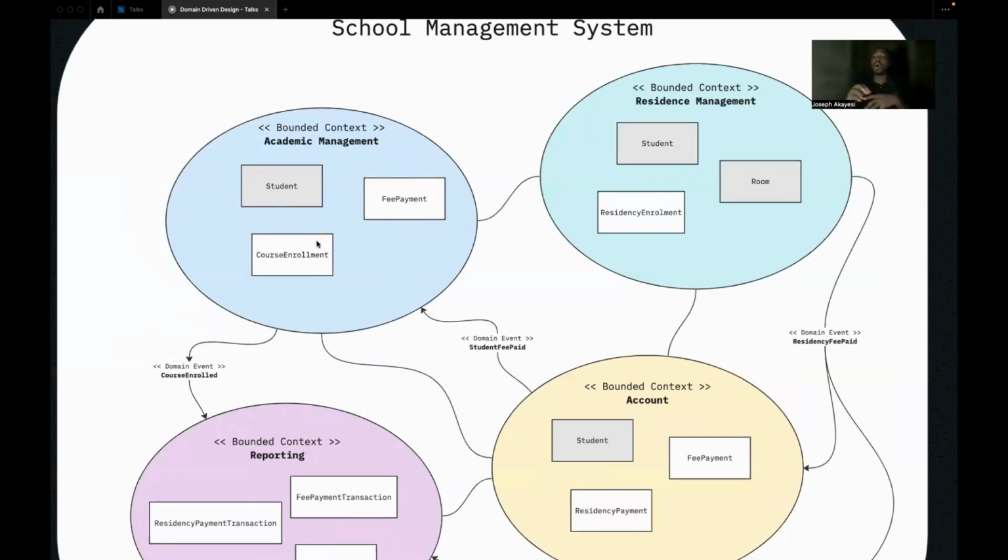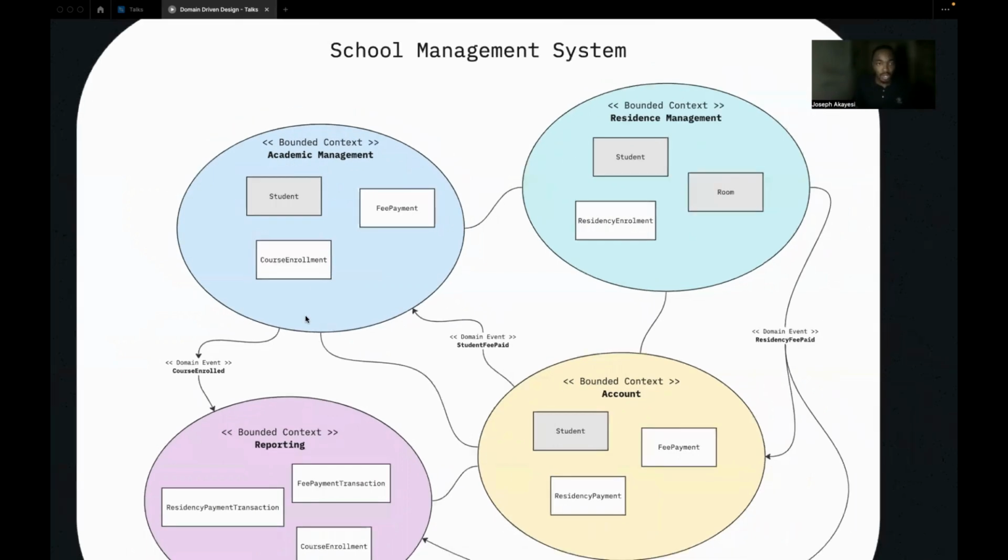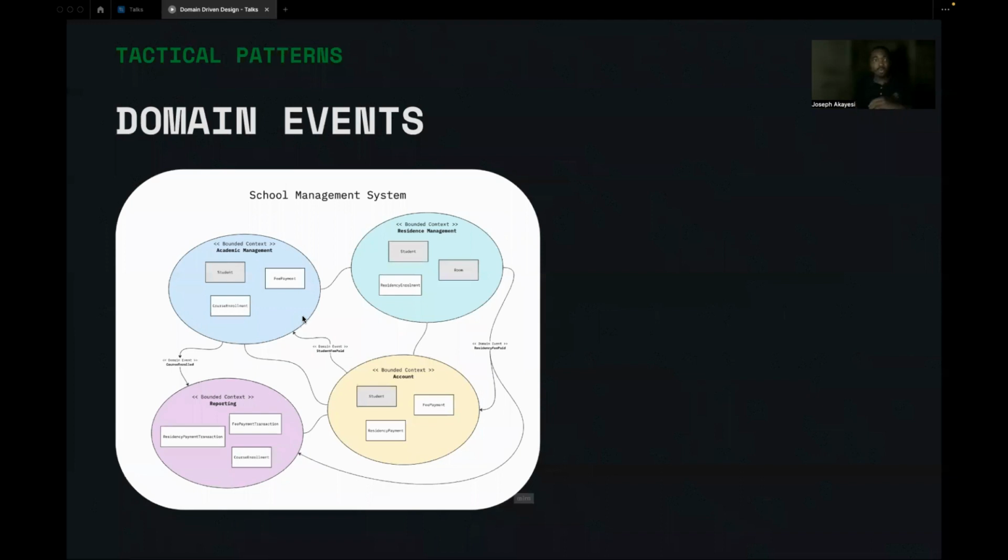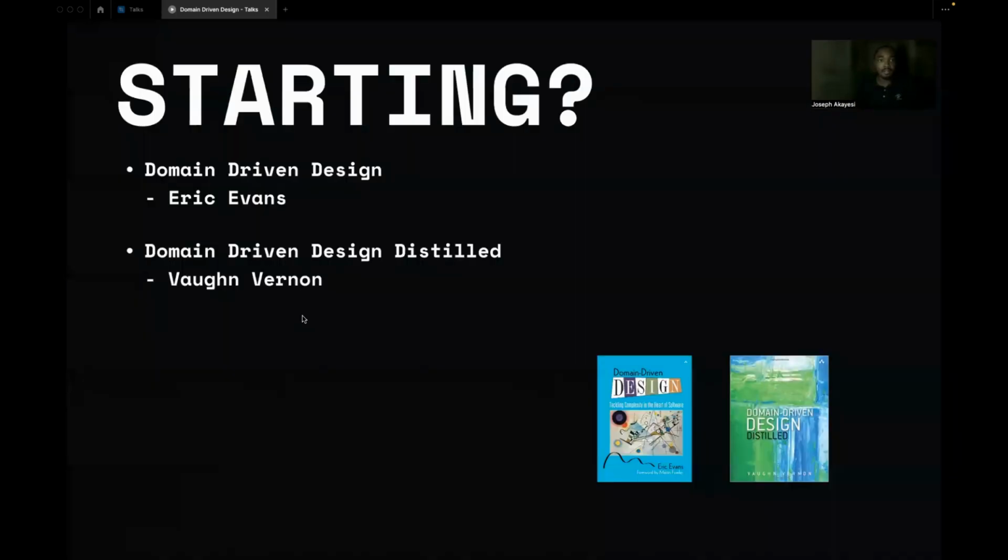And so you can see how all of these different bounded contexts interact with each other, even though they work very isolated from each other. There's still certain collaboration that needs to occur to be able to give us the overall value within our domain. Our system can give that overall business value. So that's what domain events are.